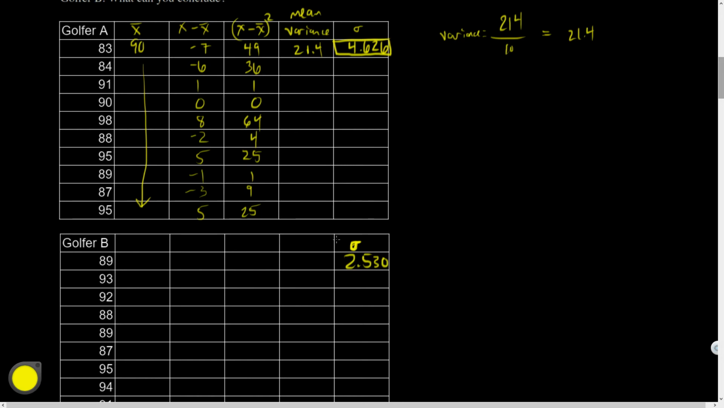So in terms of interpreting these results, golfer B is more consistent, right? Because on average, their score is a lot closer to their mean than golfer A's score was. So even though the mean was higher, which is worse in golf, they're more consistent at getting that mean than golfer A. All right.